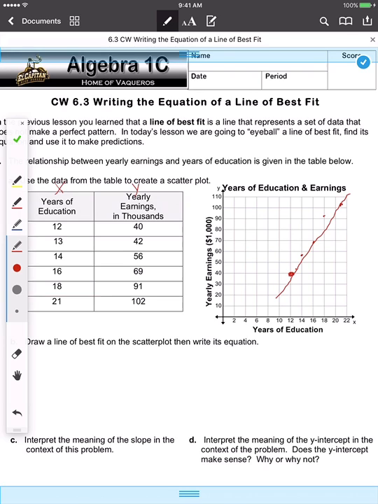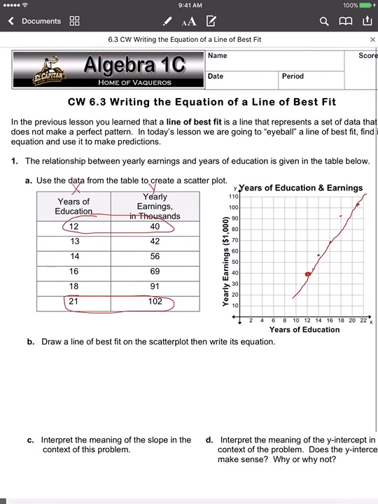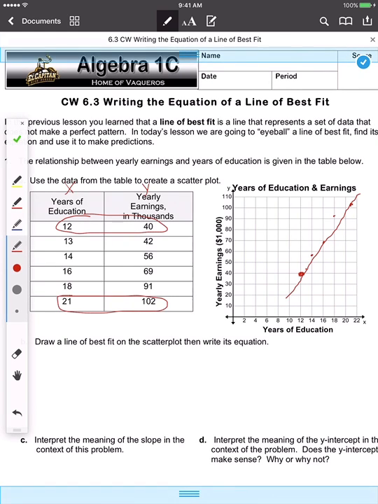And then we also want to find its equation. So using those 2 points, so remember I used 12, 40 and I used 21, 102 as my 2 points. So we want to find a line that goes through those 2 points. So the first thing we need to do is find the slope, then find the y-intercept, then write the equation. So in order to find the slope, we usually put these in a box.